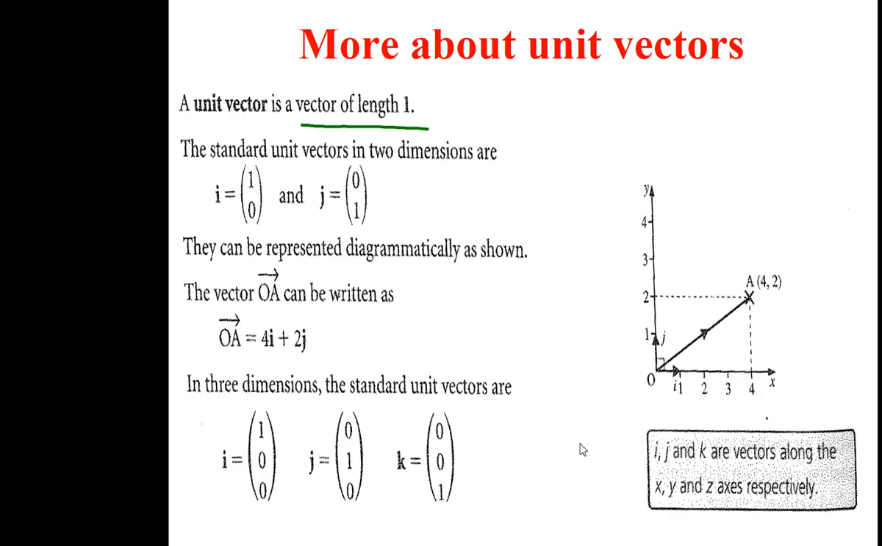Okay, so i is going in the x direction, j is like the y movement, and k is like the z movement, the x, y, and z axis. So you'd have x, y, and z in 3 dimensions. In 2 dimensions, you just have x and y, which we represent as i and j. In 3 dimensions, we have x, y, and z, which are i, j, and k. So i corresponds to the x movement, j corresponds to the y movement, and k corresponds to the z axis movement.